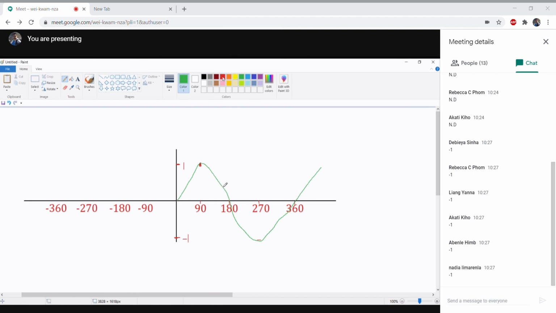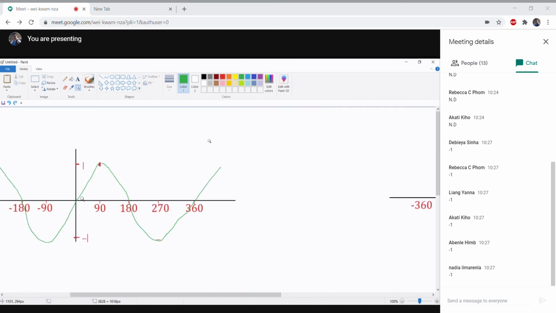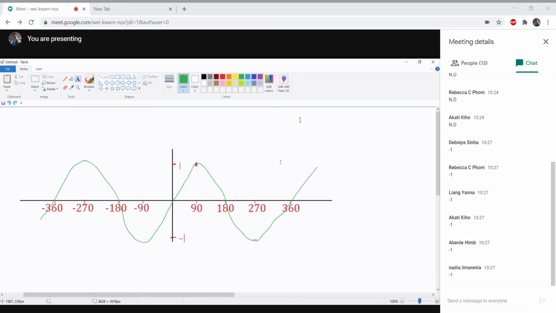Similarly on the left-hand side, the negative side, it is the same thing: sine minus 90 degree is -1, sine minus 180 is 0, sine minus 270 is 1, and sine minus 360 is 0. So this is the sine curve. Am I clear?